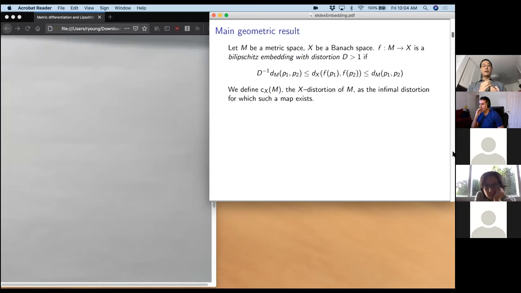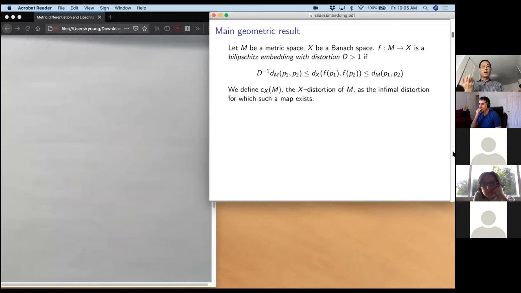Let M be a metric space. So I need one definition, which is that if M is a metric space and X is a Banach space, we say that a map F from M to X is a bi-Lipschitz embedding with distortion D if it's a distance decreasing map, and because our target is a Banach space, we can always rescale to make our map distance decreasing, that doesn't decrease distances by more than a factor of D. And then we define the X distortion of M, denoted c_X(M), to be the infimal distortion for which such a map exists.